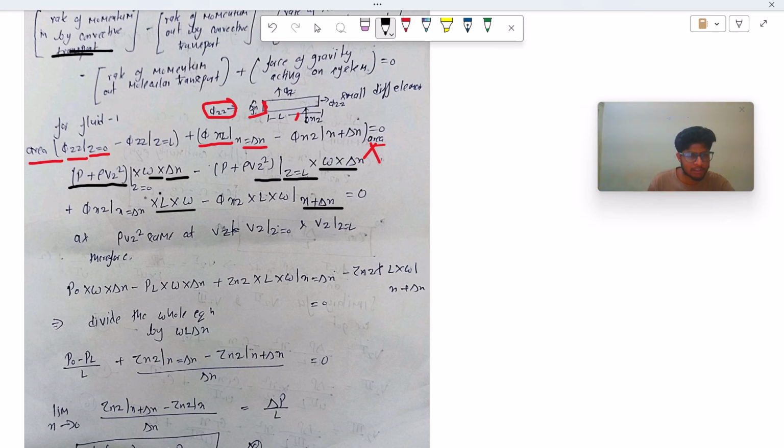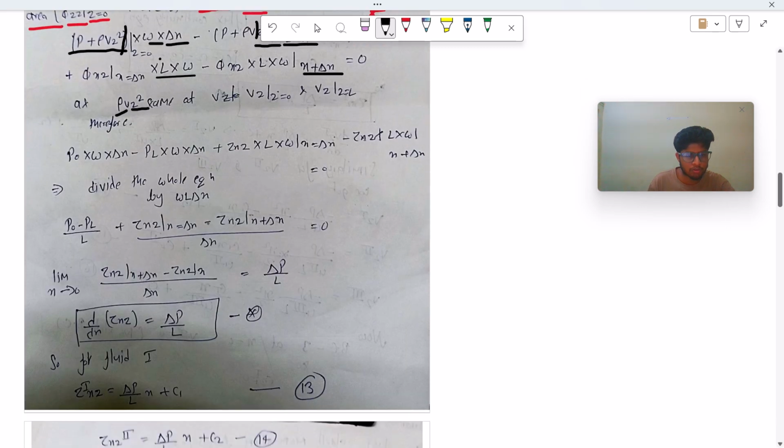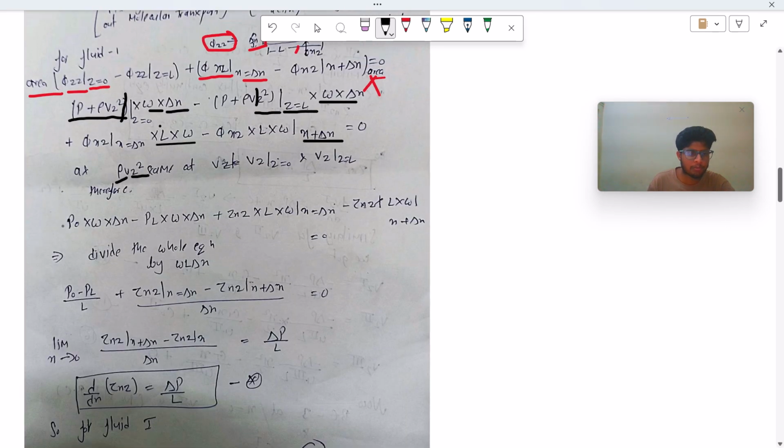As it is an incompressible fluid, the density is not going to change, and the velocity Vz is also not changing, as Vz is not a function of z, the z direction. So we cancel out these two terms. We are remaining with p at z equal to 0 minus p at z equal to L, into w into delta x, plus phi xz at x and phi xz at x plus delta x. After equating all the terms, the ones that cancel out, our equation is reduced to this.